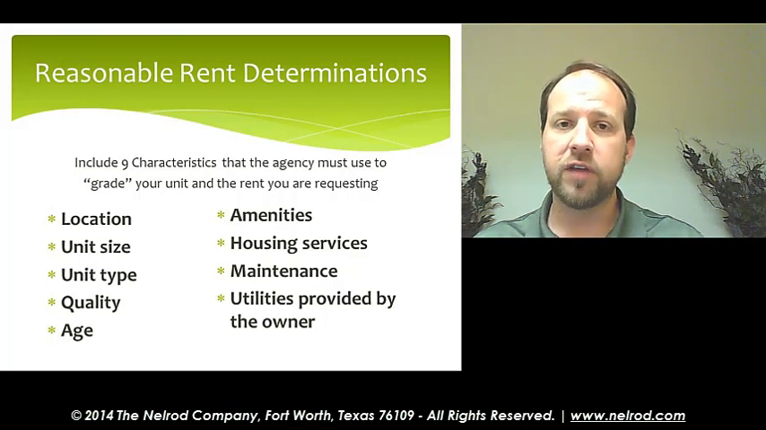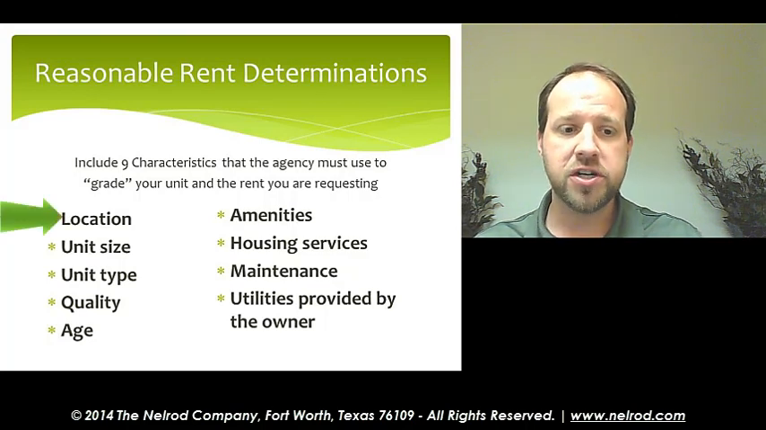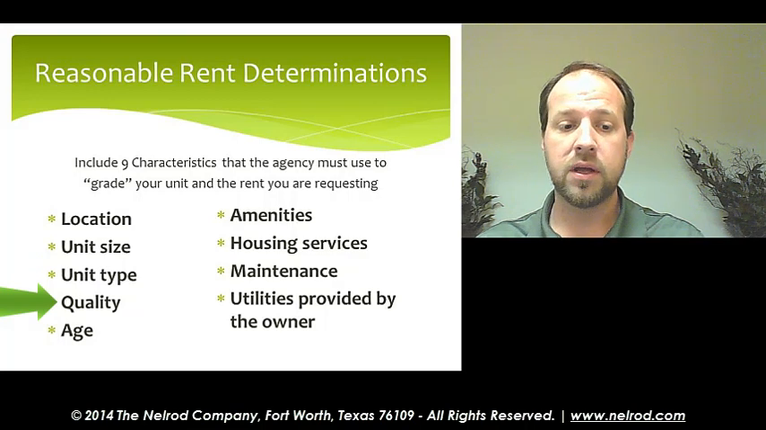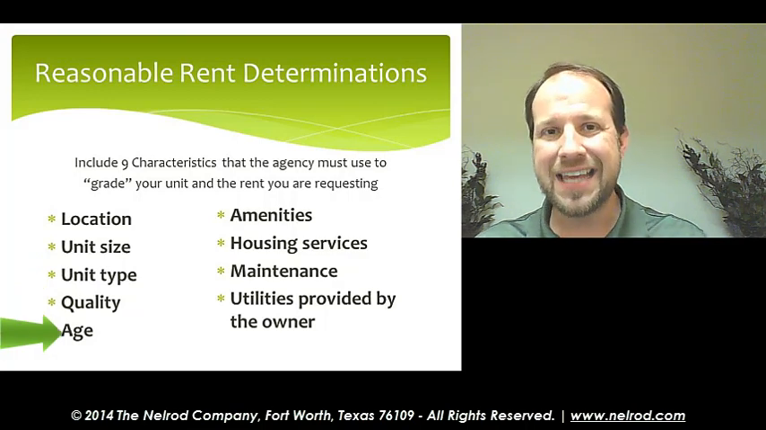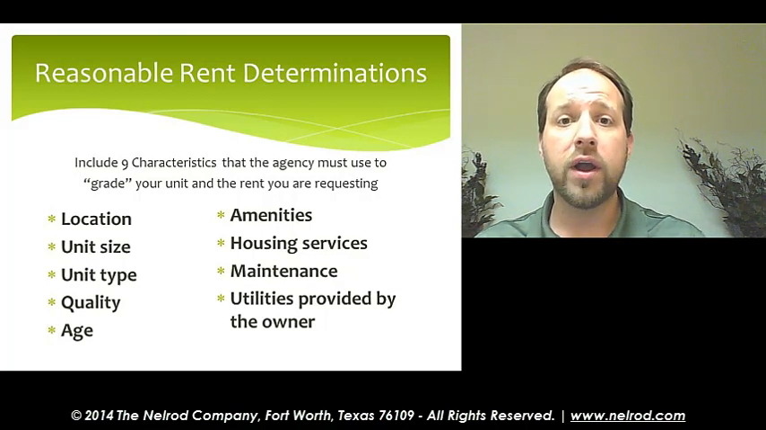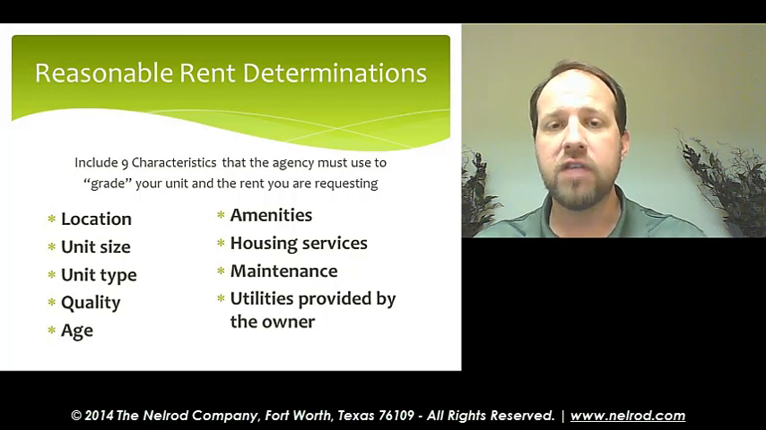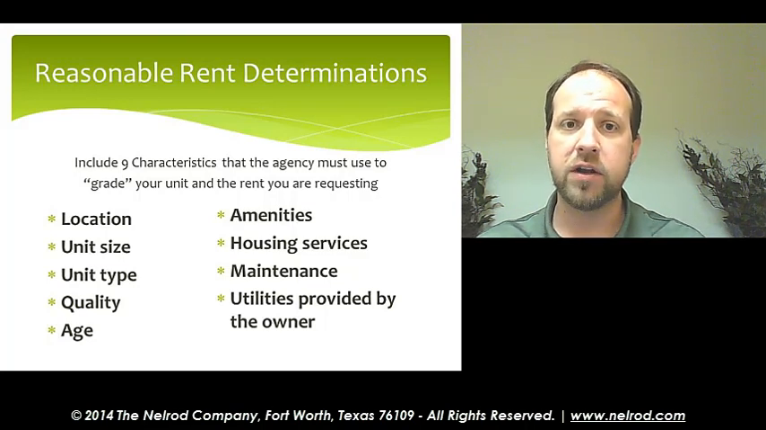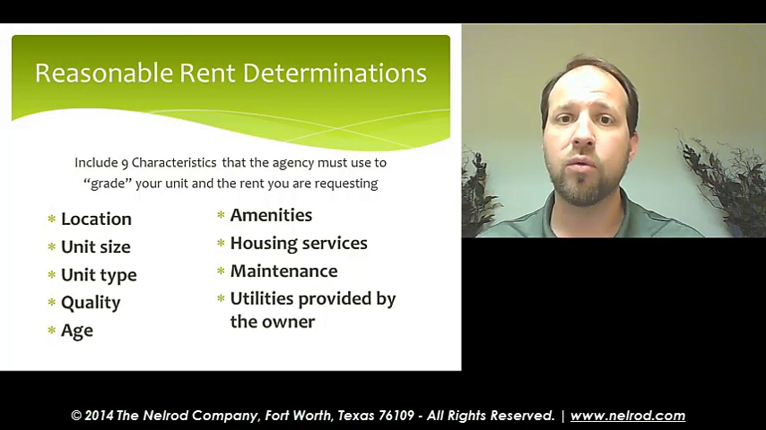And some of the items that you see most commonly referenced here are the location, the unit size, the unit type, the quality, and the age of the unit. These are a little bit more subjective, so if you're wanting to know what other properties are being compared, again, a simple inquiry to the agency, and they will give you a list of comparables that were used to determine whether or not the rent you are requesting is actually deemed reasonable.